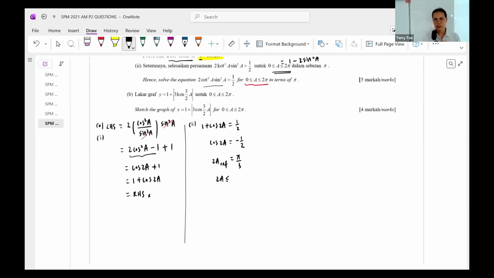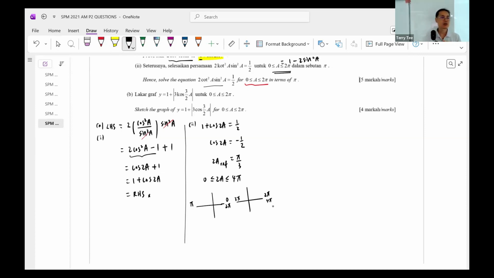So if you multiply by 2, your answer will be 0 to 4 pi. 0 to 4 pi means you have to consider how many solutions, how many circles or cycles we call it. 2. We start from 0 here. This is pi. This is 2 pi. This is 2 pi, 3 pi, 4 pi.